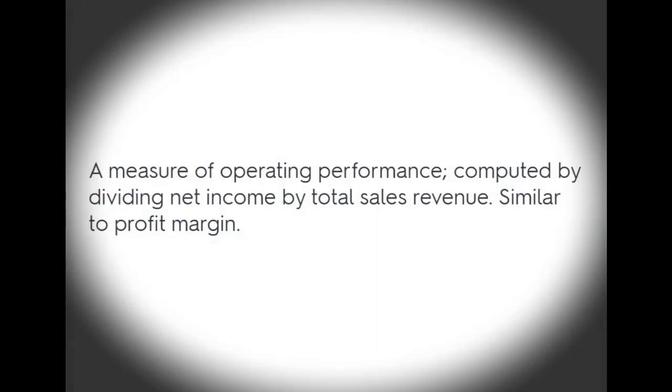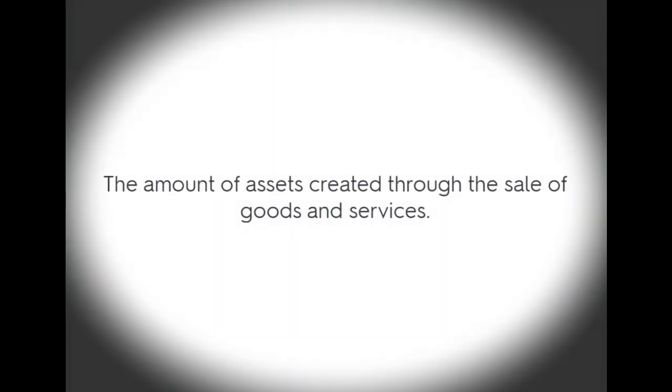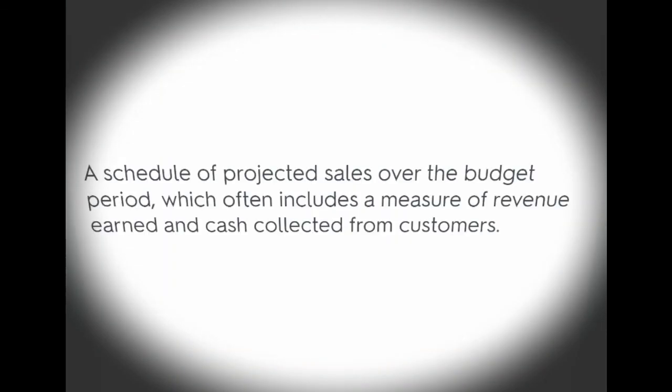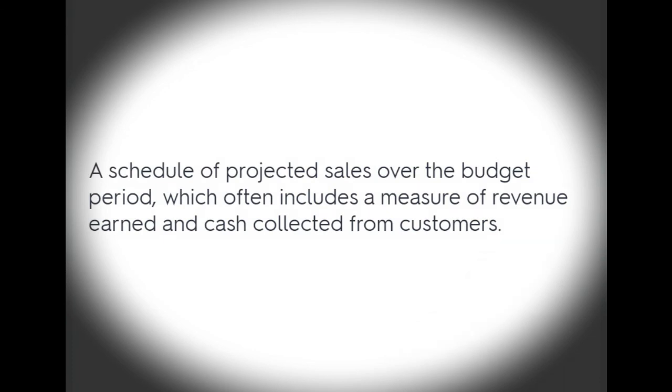Return on sales revenue. A measure of operating performance, computed by dividing net income by total sales revenue, similar to profit margin. Revenues. The amount of assets created through the sale of goods and services. Sales budget. A schedule of projected sales over the budget period, which often includes a measure of revenue earned and cash collected from customers.